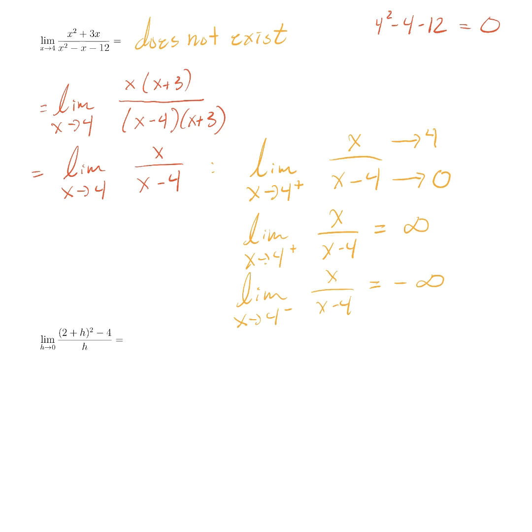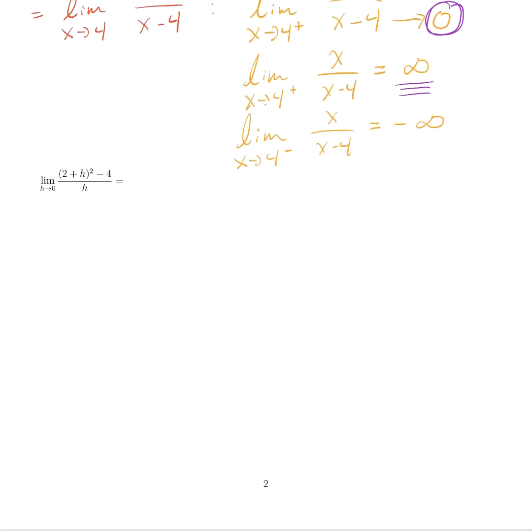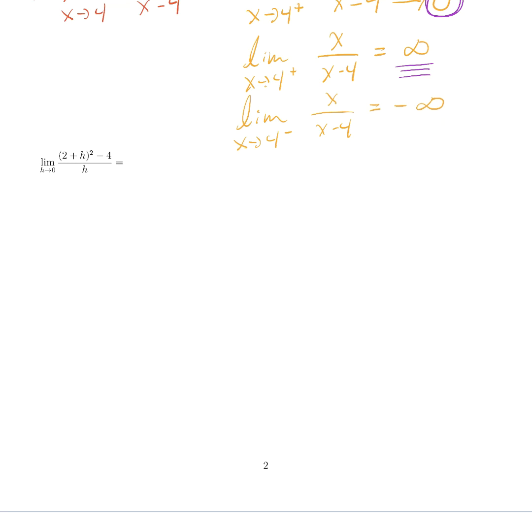The key idea there is that the numerator was approaching the constant 4, and the denominator is approaching 0. Anytime we have a constant over something getting really small, we're approaching either positive or negative infinity. Okay, one more example. We have the limit as h approaches 0 of 2 plus h squared minus 4 over h. And now again, the h in the denominator is causing a problem because it's approaching 0. And so we'll do some algebra.